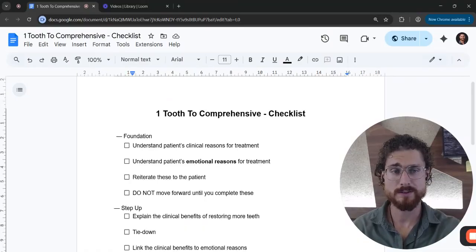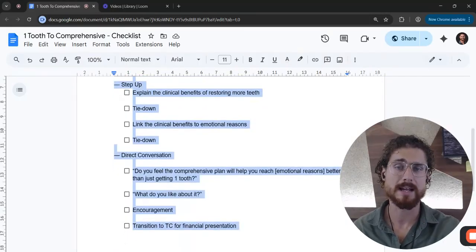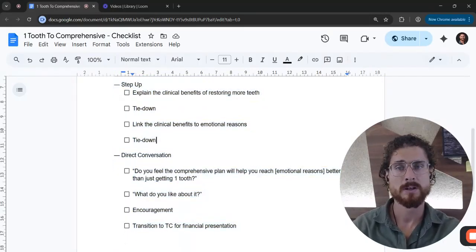So you use this checklist. I also encourage you to record your consults, right? You can get a release added to your new patient check-in. Record your consults so that you can then check if you followed this checklist correctly and diagnose what you did right and what you did wrong.